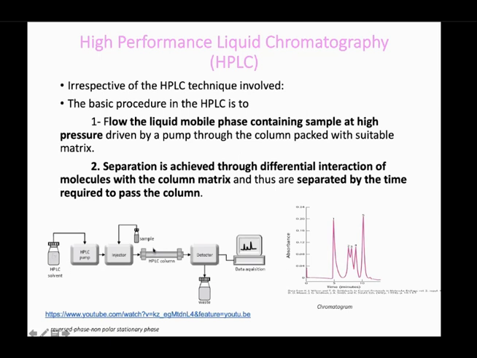We have columns again, but here it's a column that is packed. One of the common ones is C18, which is a non-polar column. Then the solvent will be polar. So if you have a non-polar packing, the non-polar molecules or proteins that you're separating will interact and stay longer than the proteins that are polar, right? So if this is non-polar, the polar proteins are going to pass through the HPLC first.